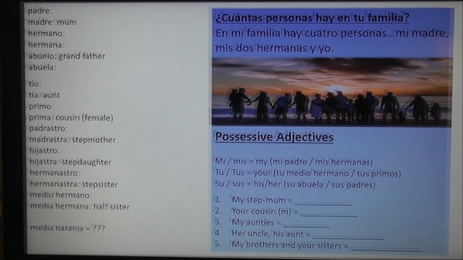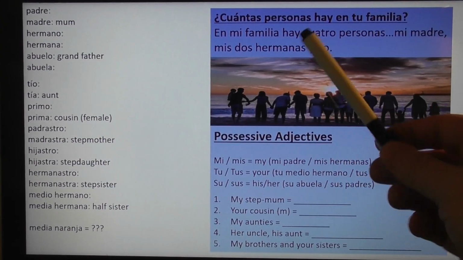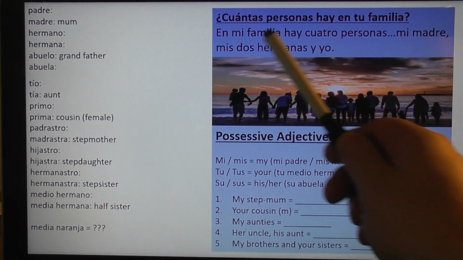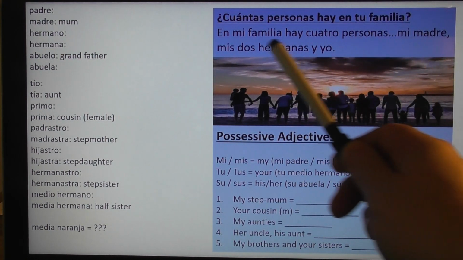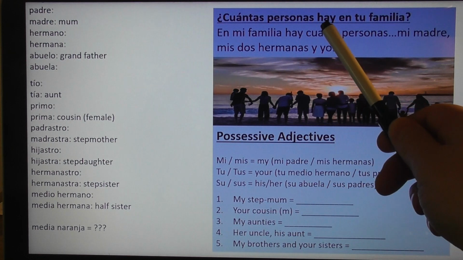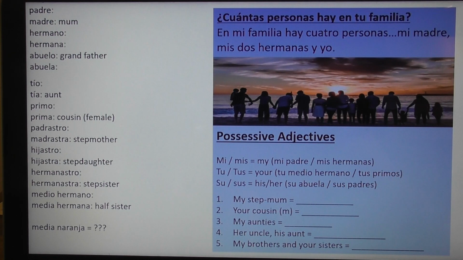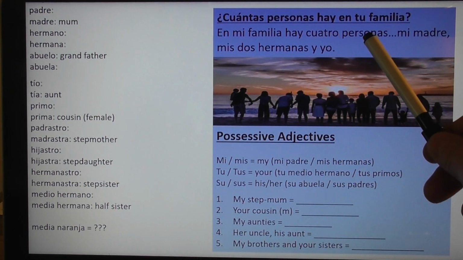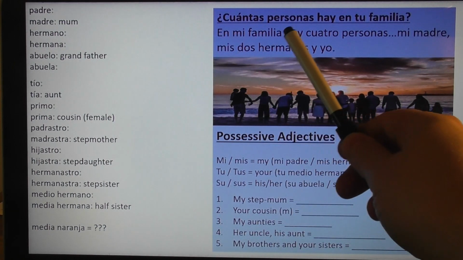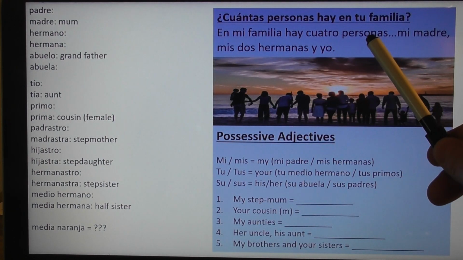Muy bien. Key question time. So you're going to need to write the question and you're going to write an answer for me shortly. Question is, ¿cuántas personas hay en tu familia? How many people are there in your family? Your model answer will look something like this. En mi familia hay 4 personas. Okay, so in my family there are 4 people.